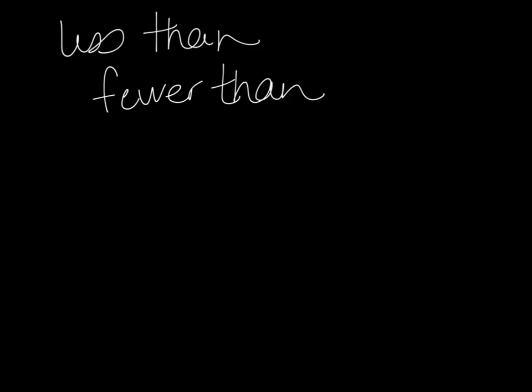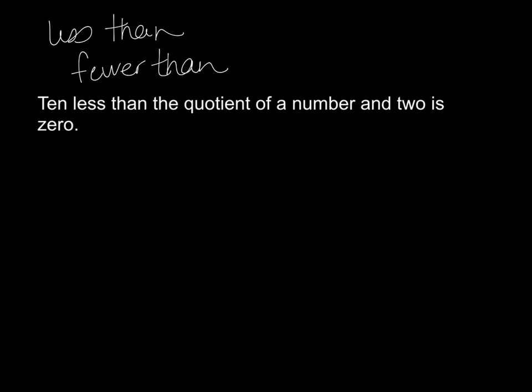Now I'm going to pay close attention to these two words because these two are a little bit tricky. These two, less than and fewer than, are actually backwards in math from how you say it in words. Oh my God, mathematicians, why do you do this? It drives me crazy. Okay, but you'll get this. I'll show you an example, okay? It's always backwards. One second. Okay, 10 less than the quotient of a number and 2 is 0.